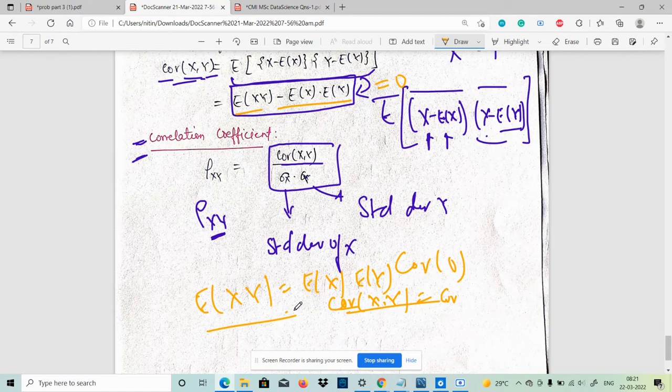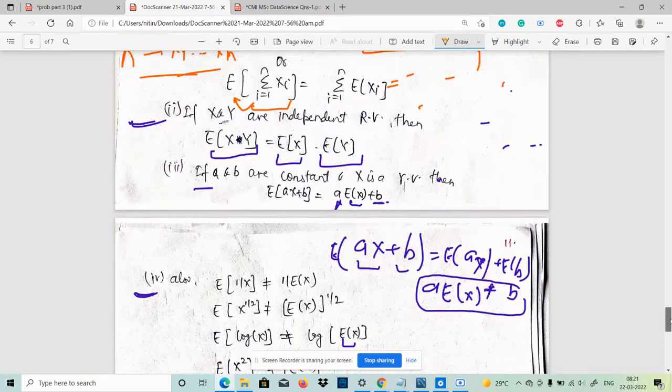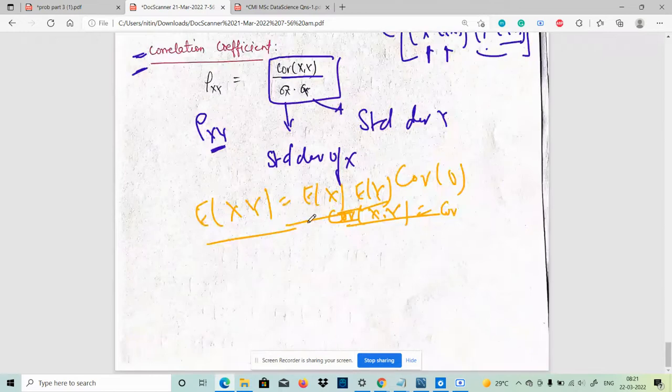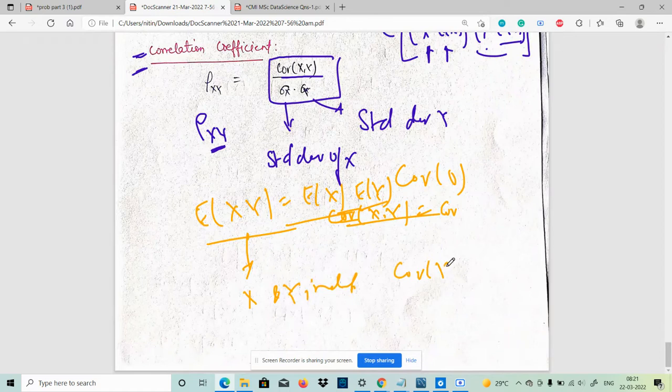So this thing you can assume. The converse is also true: if it's given that the expectation of XY is equal to the expectation of X times the expectation of Y, this means that X and Y are independent. And if it's also given that the covariance of X comma Y is equal to 0, then it implies the same thing. Okay, so that is all related to mathematical expectation.